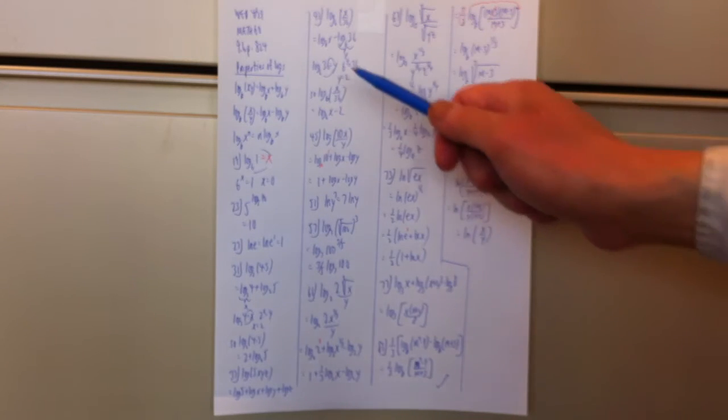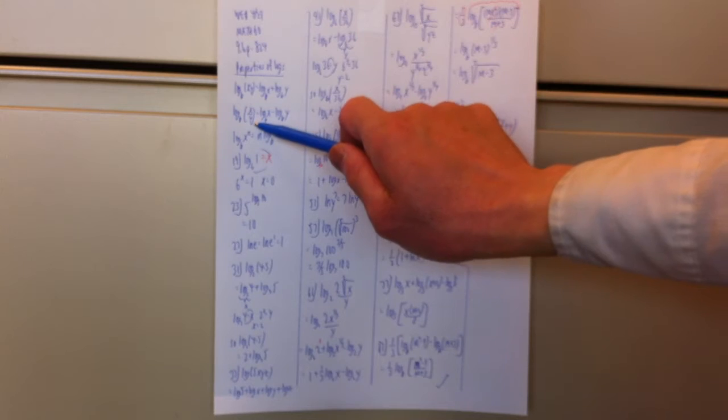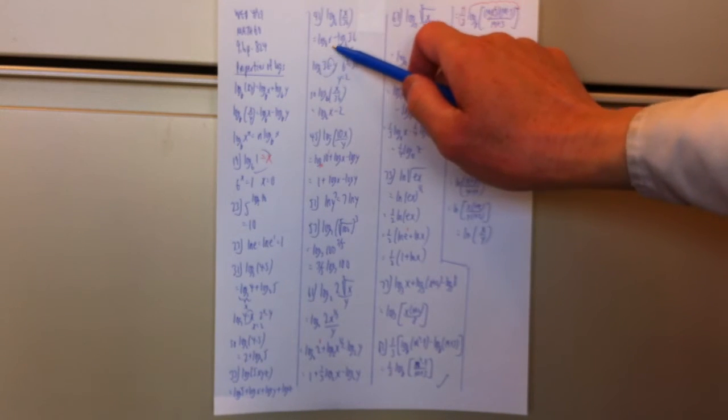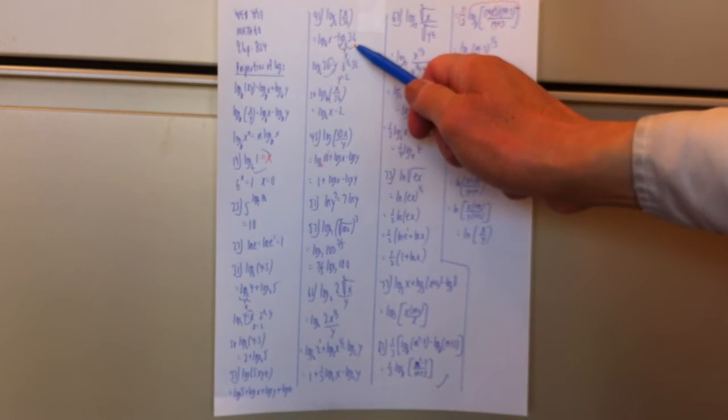Here for 41. Log base 6 of x over 36. So this looks like this one, the log of a quotient, something divided by something. It's the log of the top minus the log of the bottom. So log base 6 of x minus the log base 6 of 36. Can't do anything with this, but we can work out a little bit more on this one.